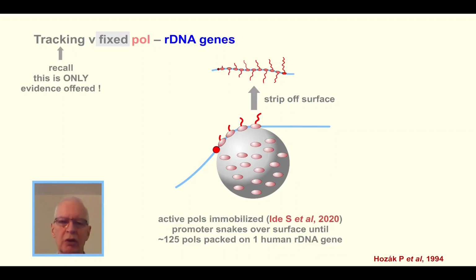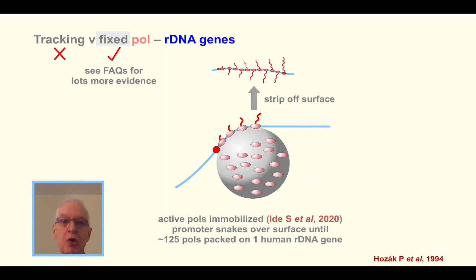Now recall that I'm discussing the only kind of evidence that is being offered in favor of a tracking polymerase, and I've said, no, it doesn't support it. Instead, it's consistent with the polymerase being fixed. Now, there's also a lot of other evidence for polymerases being fixed that I will not discuss here, but you can see the facts for that evidence.